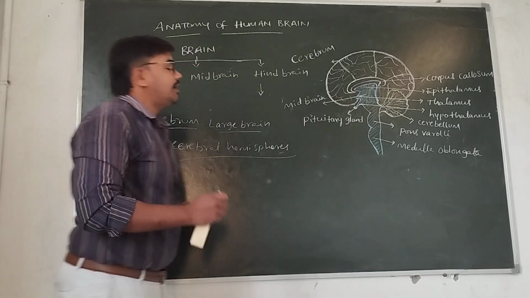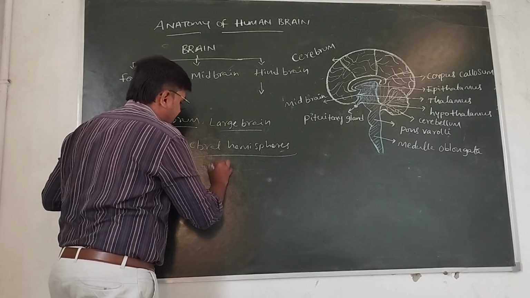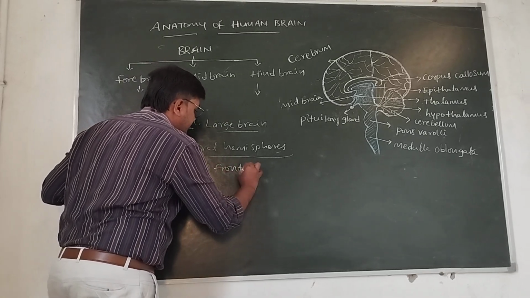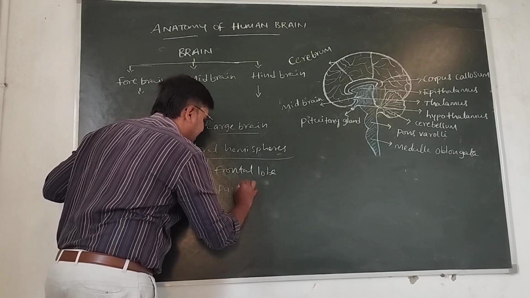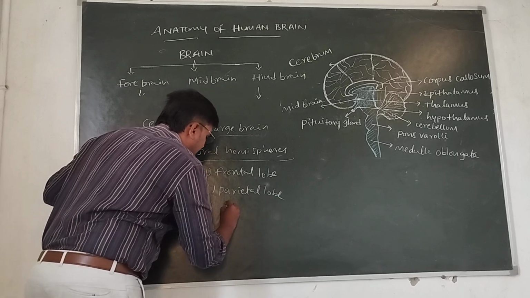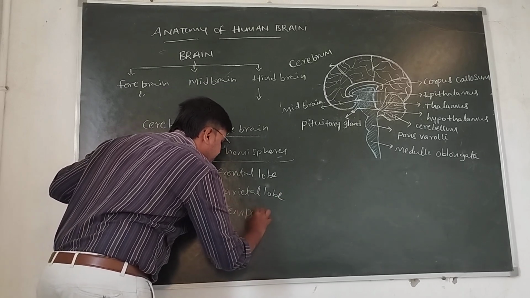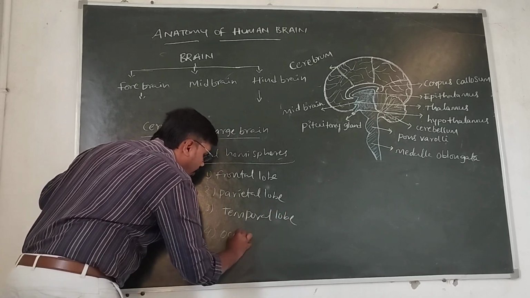Next, the cerebrum is divided into four lobes: the first is the frontal lobe, the second is the parietal lobe, the third is the temporal lobe, and the fourth is the occipital lobe.